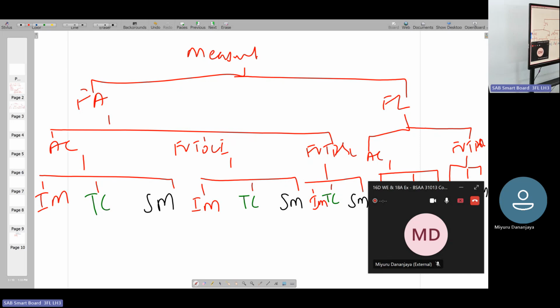Transaction cost. Charged to? Right, good. Thank you very much. Now, measurement done.